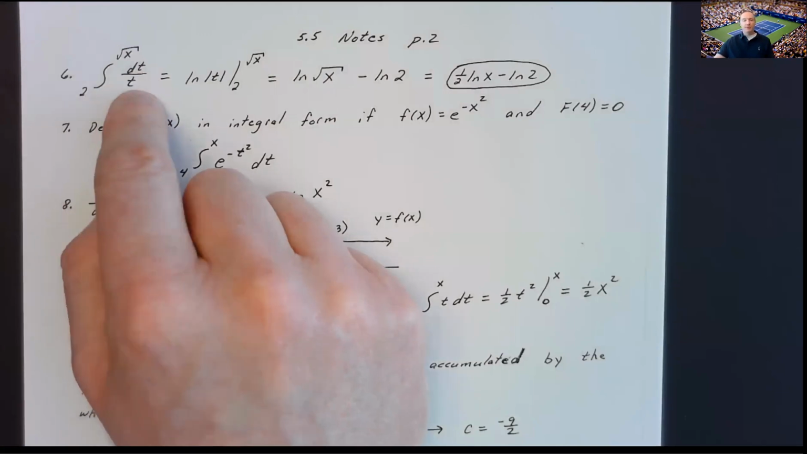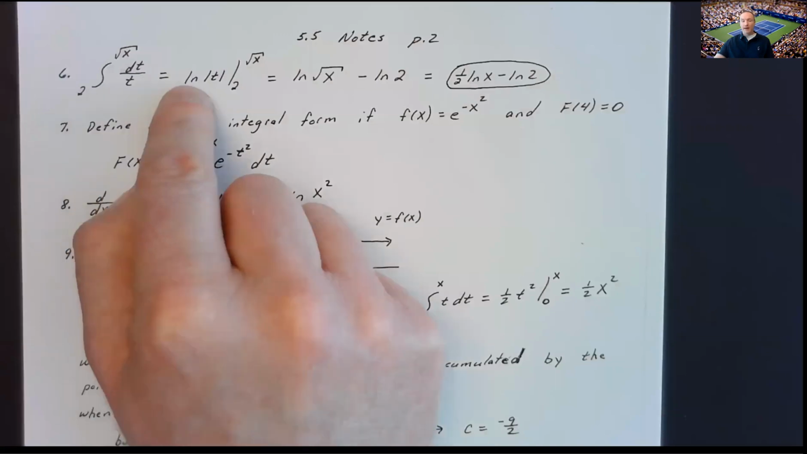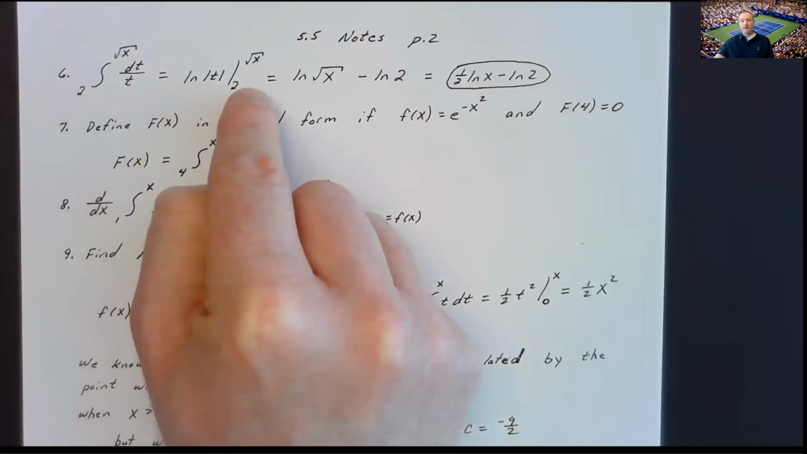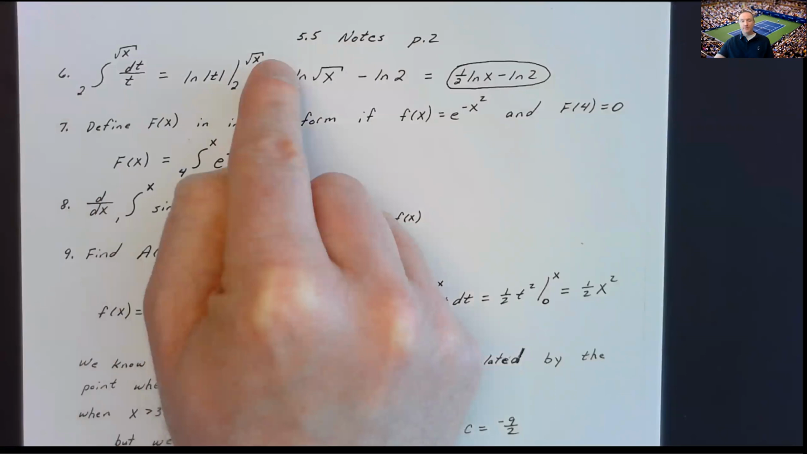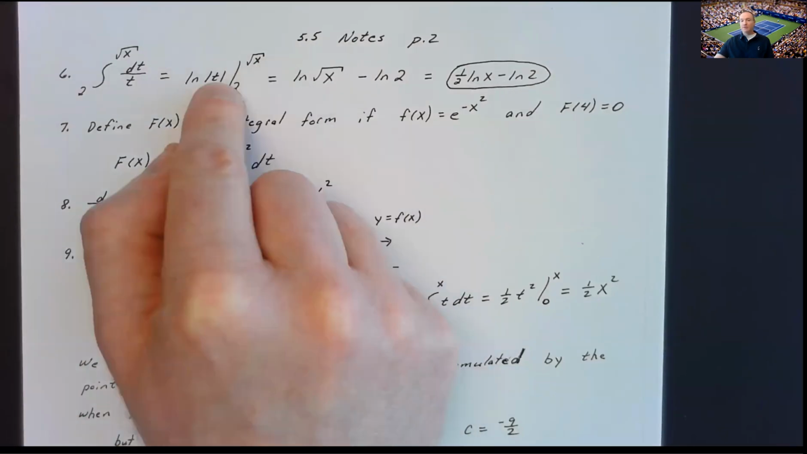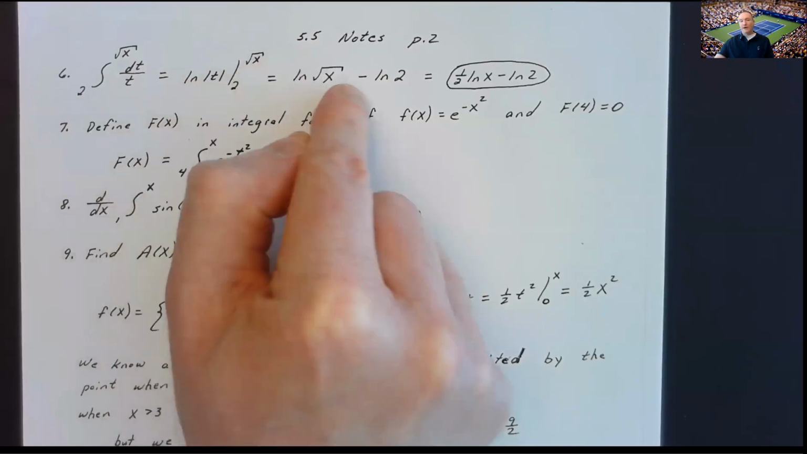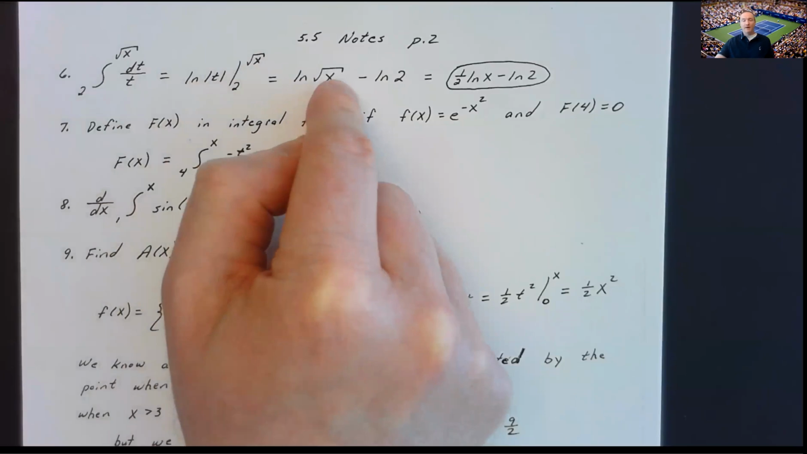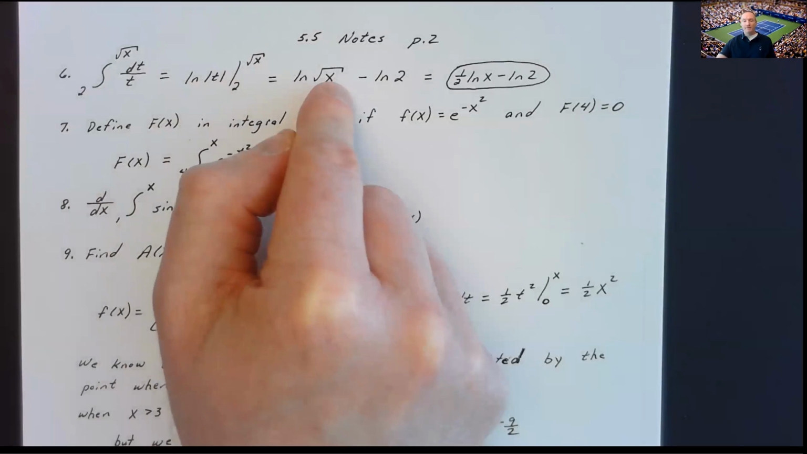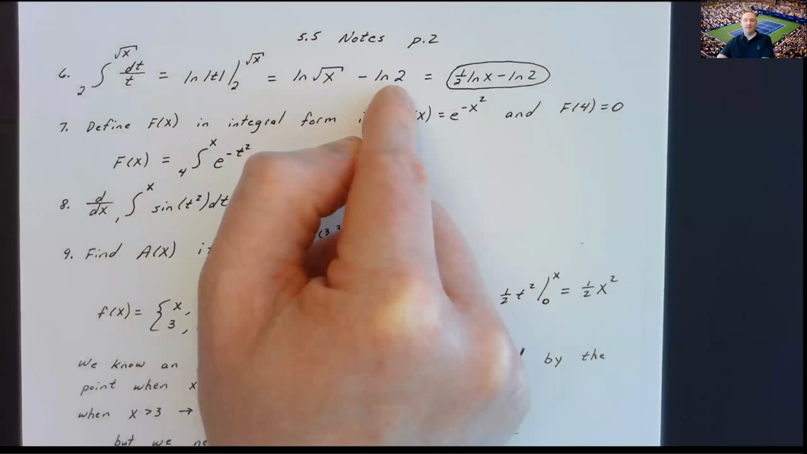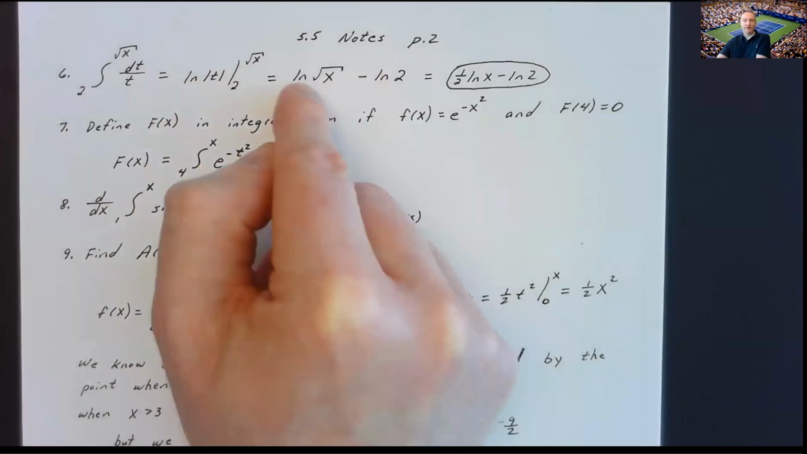We know that this is the integral of 1 over t with respect to t, which is the natural log of the absolute value of t. Now, we need to evaluate that from 2 up to the root of x. I've already taken the integral, so now it's just a matter of plugging these in. I'll get the natural log of the square root of x, and since the square root of x is automatically positive or 0 anyway, I don't need the absolute value anymore. And then minus the natural log of the lower limit, and again, I don't need the absolute value, minus the natural log of 2.